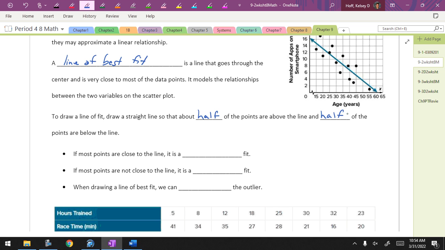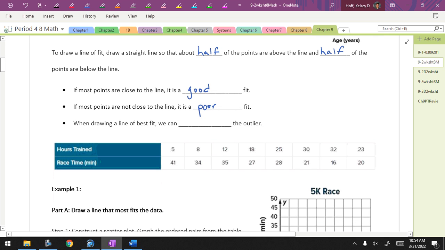If most points are close to the line, it's a good fit. If most points are not close to the line, it is a poor fit. When drawing the line of best fit, you can ignore the outlier. Remember, an outlier is a point that doesn't match the rest of the data. So you just ignore it. Like, oh gosh, that guy's way far off. Don't try to get your line by there.